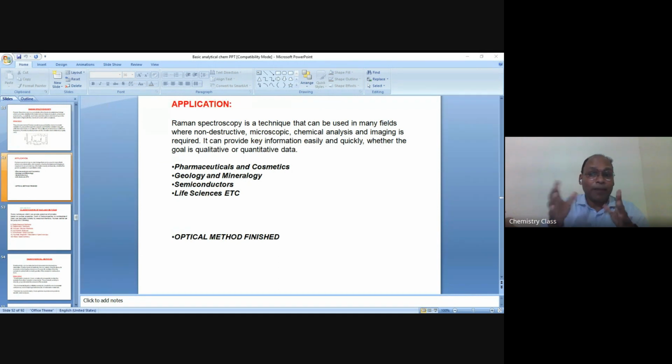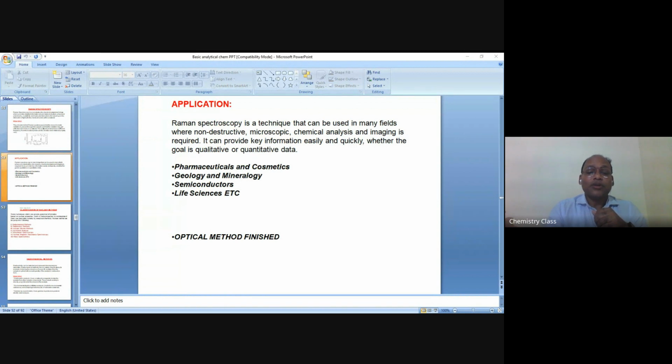So it has great implementation in the pharmaceutical and other industries where we can use the sample several times. Other areas are geology and mineral technology, semiconductors, life science, etc. These are the areas where we can use Raman spectroscopy and analyze things easily, as it is a non-destructive process. Non-destructive methods preserve the sample and do not destroy it. That is why this is most important, particularly in the pharmaceutical industry, where we use it for the analysis of different chemical compounds.